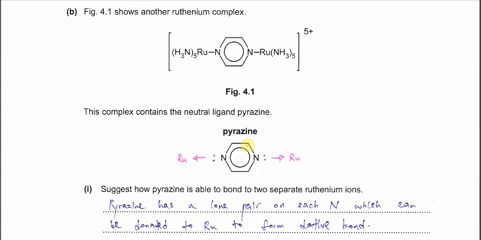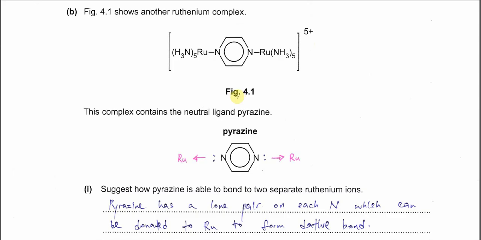B, figure 4.1 shows another ruthenium complex. So now this complex only involves one bidentate ligand, right? So this one, and the ruthenium with 5 other monodentate ligands, which is ammonia. And the charge of the complex ion now is 5 positive.